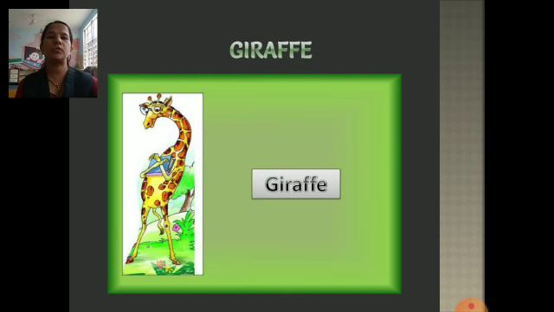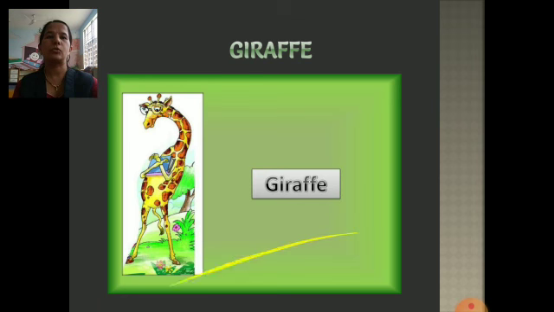And the next picture we can see is a giraffe. Yes, is it a wild or domestic animal, children? It's a domestic animal. No, right? It's a wild animal, exactly, because it stays in forest.